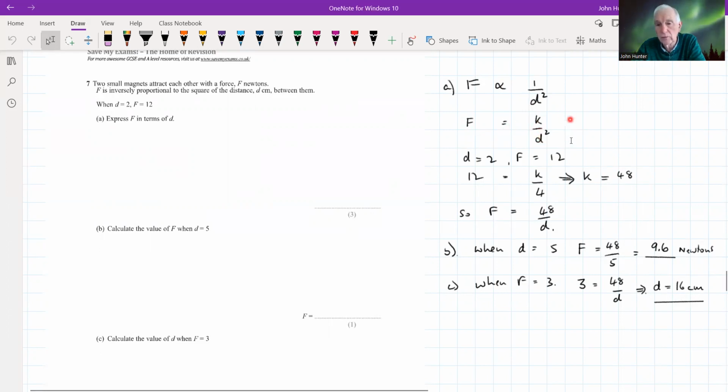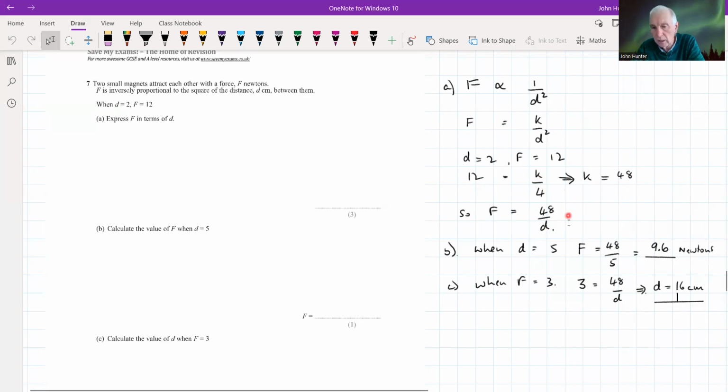So that's a sort of raw equation, but it isn't a useful equation until we can find the value of k. In order to do that, we need a boundary condition. We've got a relationship between F and d, but we've got this unknown to resolve, and that's what this boundary condition will help us to do. So when d equals 2, F equals 12. If we substitute those values into this equation, we get 12 equals k over 4. So in other words, k equals 48.